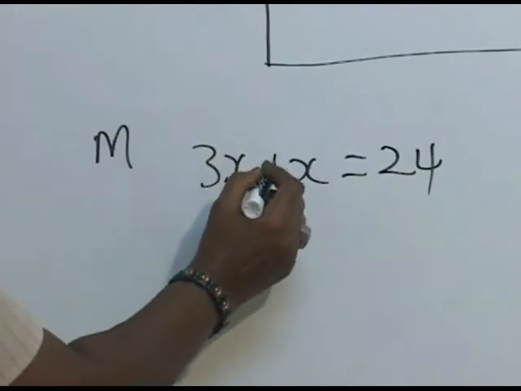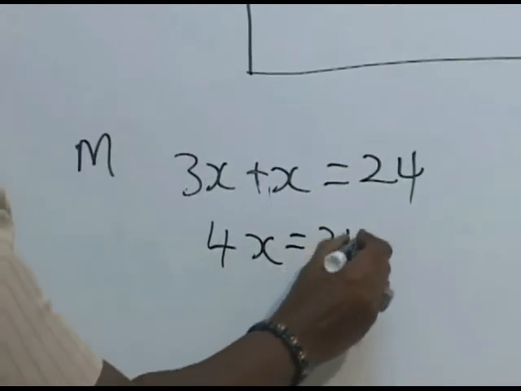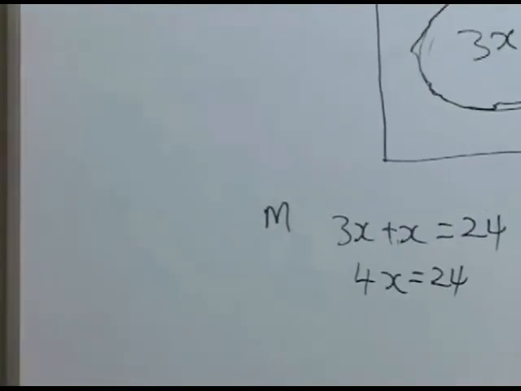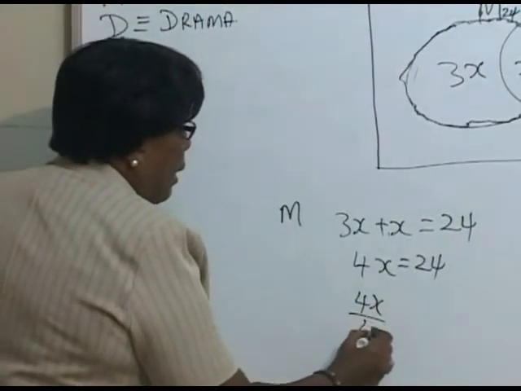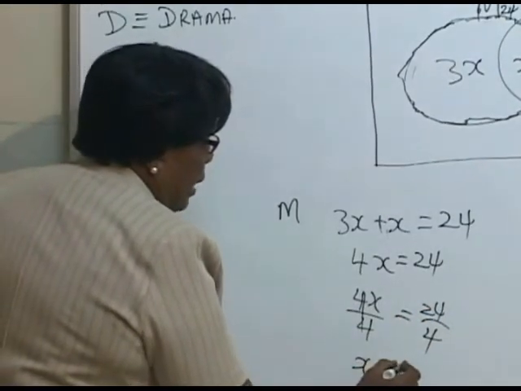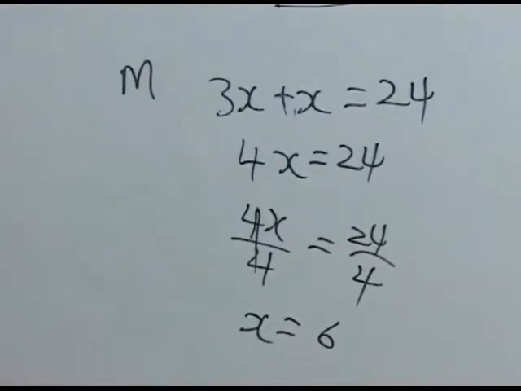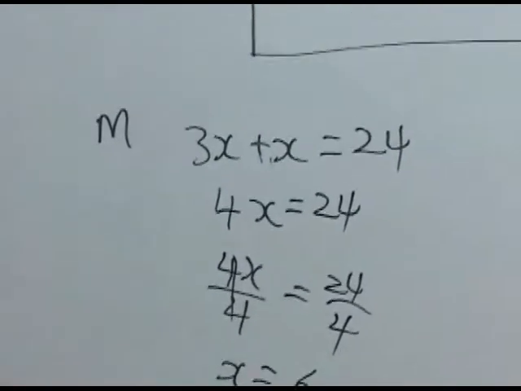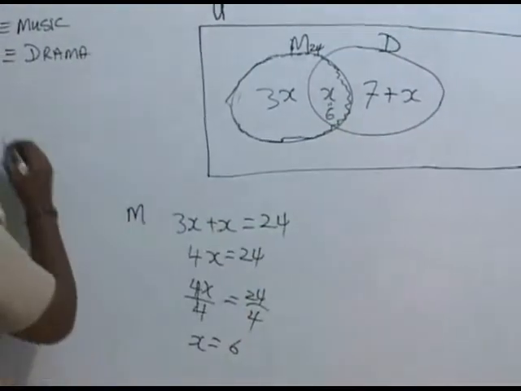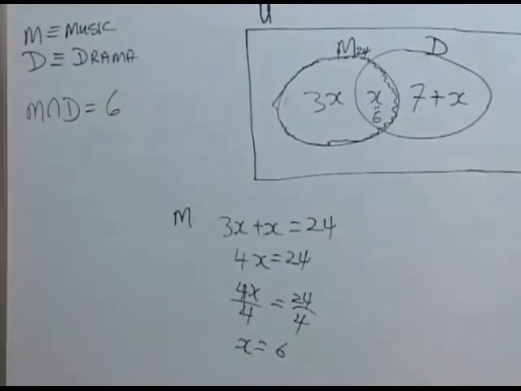So here we have 3 with the 1 would give us 4x is equal to 24. And a very simple problem again. We don't want 4x, we want 1x. So we're dividing both sides by 4. So we would be getting x is equal to 24 over 4, and we get x then would have been equal to 6. Okay? So then we know the question that they're asking, the number of students who take both music and drama, where we have x, which is equal to 6. So for music intersect drama, the answer would be equal to 6, okay?